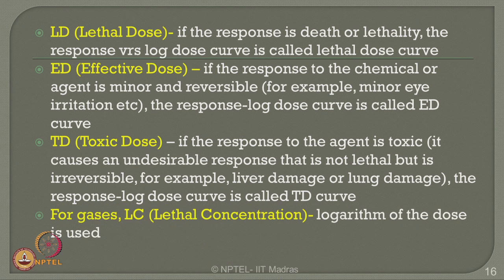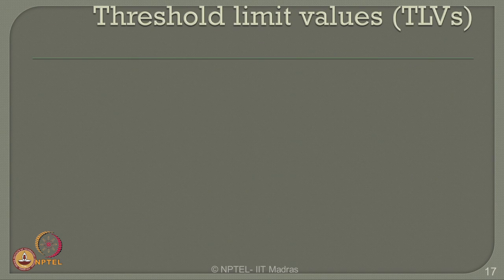There is something called lethal concentration, which is applicable for gases. This is the logarithm of dose which is being used in the lethal concentration, which is applicable to gaseous states. Once we understand what the different doses are which can be toxic, we have also seen the different forms by which these dosages or these dispersed chemicals can enter the human organism. Then comes the question, what is the maximum value of these dosages which is acceptable as per the safety norms.